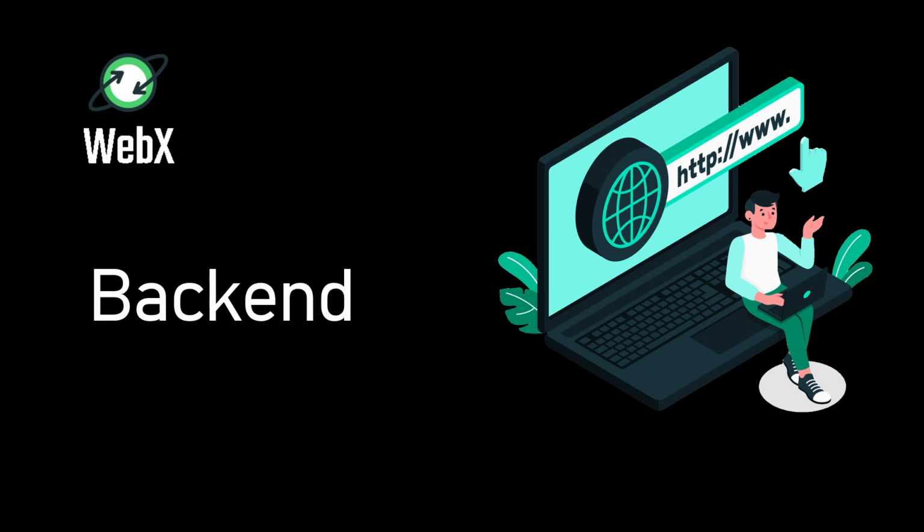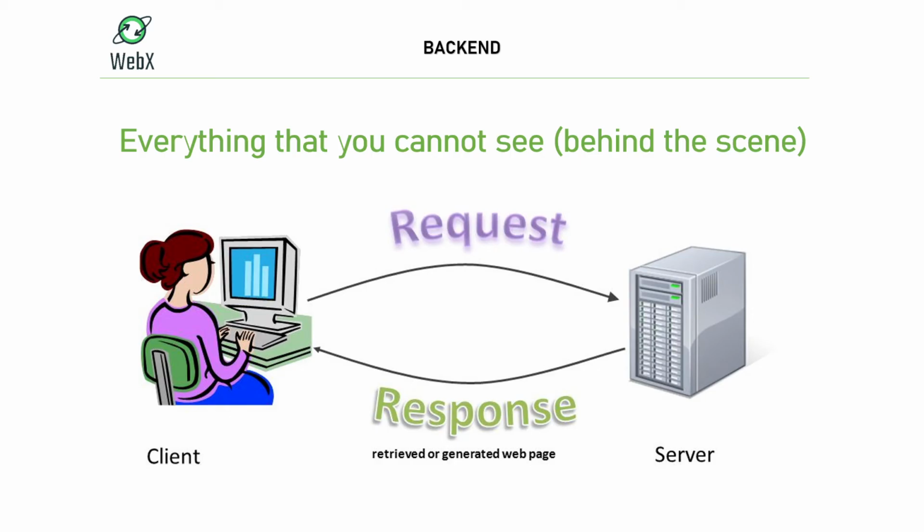The next part is the backend. Backend is basically everything that you cannot see, or everything behind the scenes. So this is a web architecture. A client sends a request to the server, and the server will respond to that request. So the server may be Google server, maybe Facebook server, Instagram server, and the client is basically you. You are sending a request to the server and you get some responses from the server.